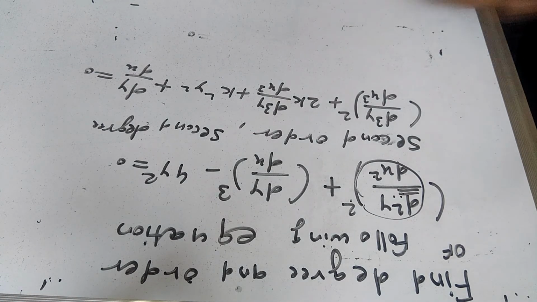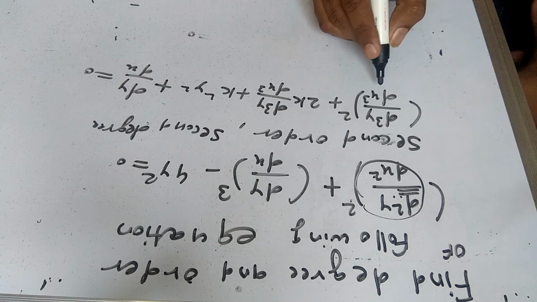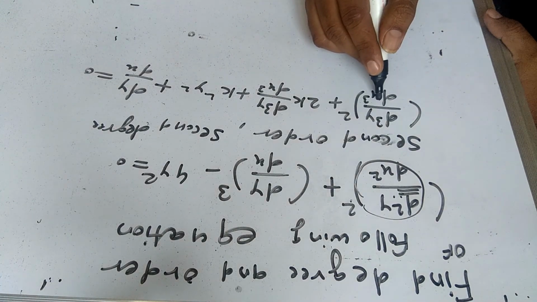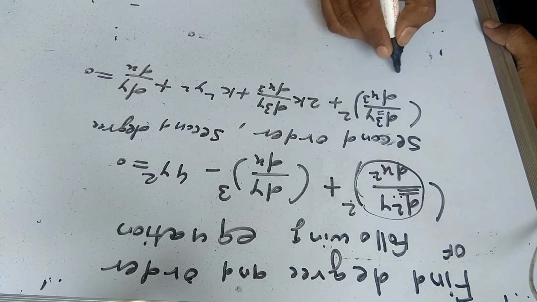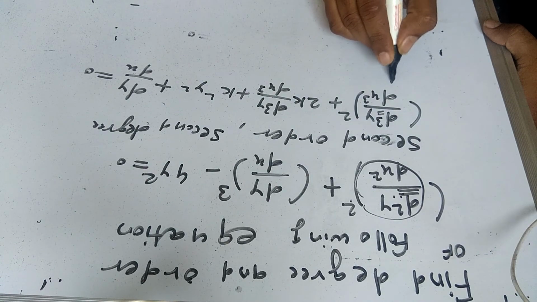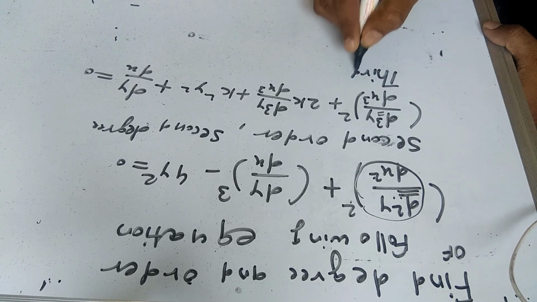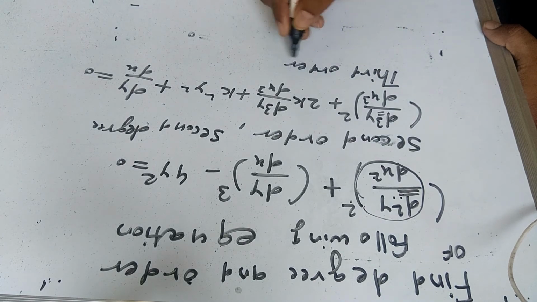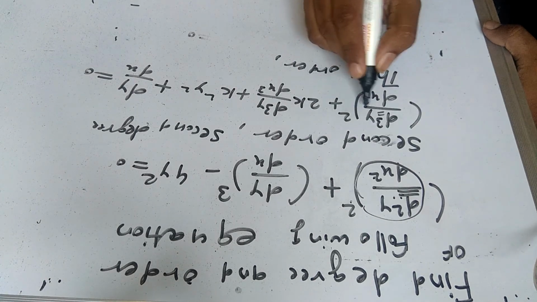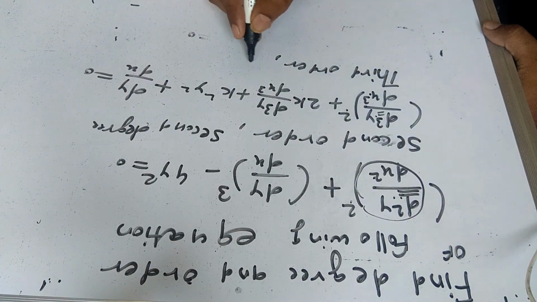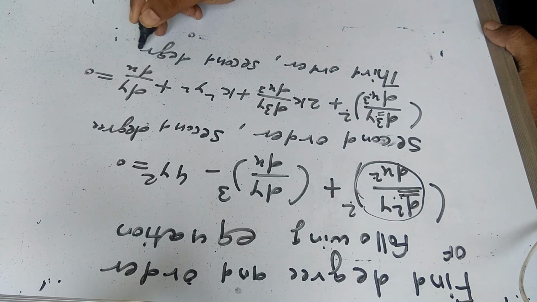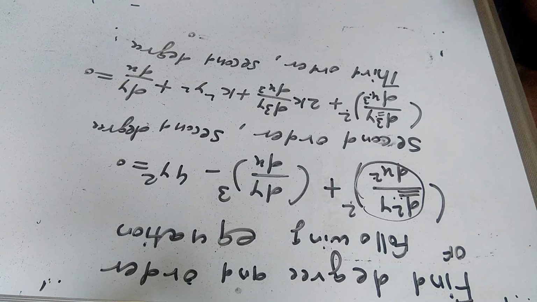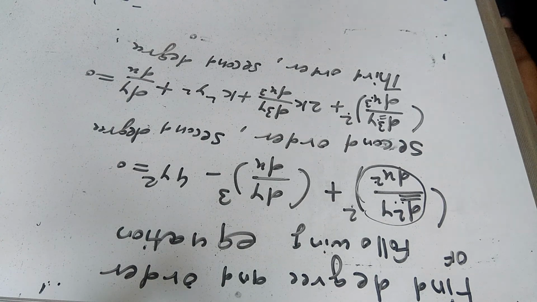Now in this equation, first we find the order. Here the highest derivative is of order 3, so it is third order. And degree: the highest derivative's power is 2, so it is second degree. So in this way we can solve this problem easily. Okay, thank you.